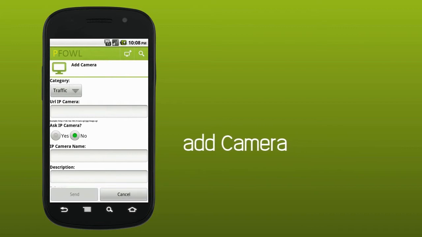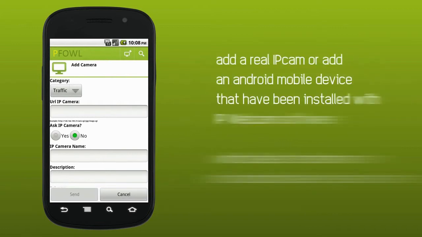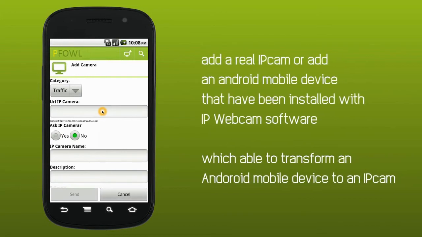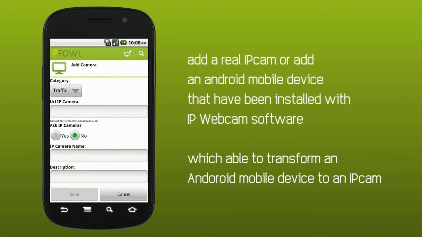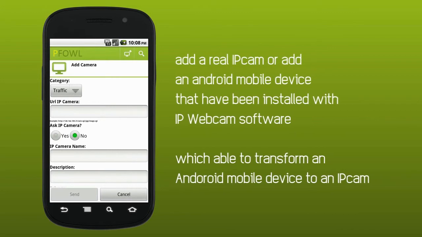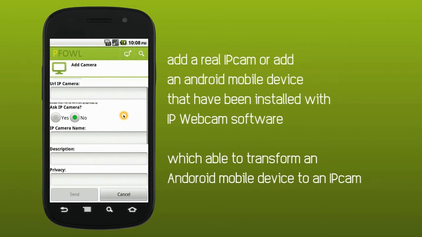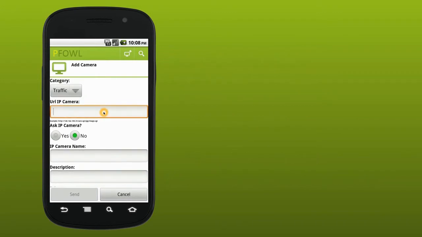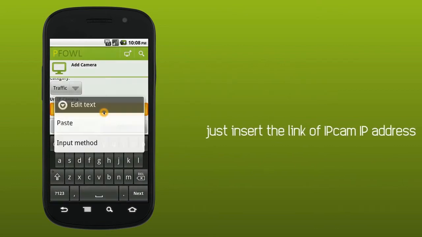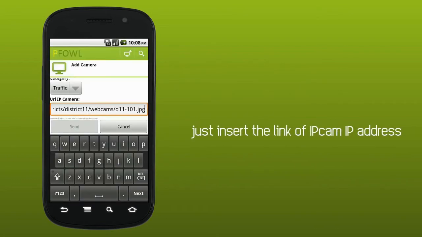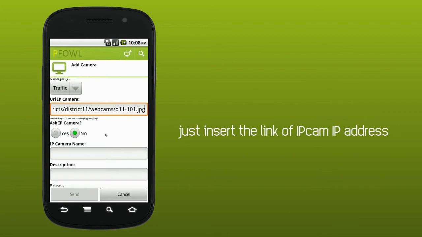Here you can add a real IP cam or add an Android mobile device that has been installed with IP webcam software, which is able to transform an Android mobile device into an IP cam. Or you can just insert the link of the IP cam's IP address, in case you don't have any information about the IP cam, and then ask about it in the IP cam forum so it can be discussed by others.